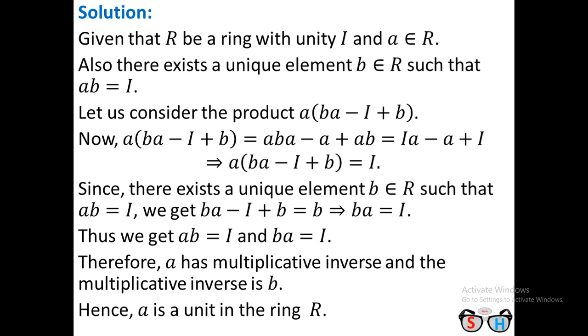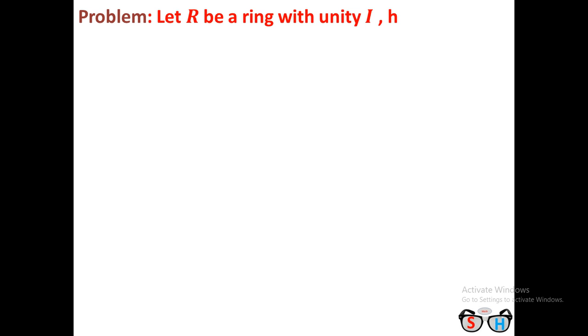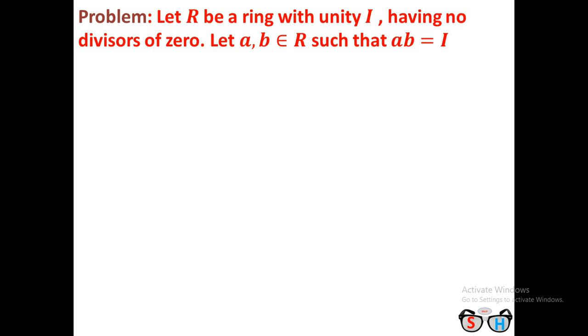However, I will go to the next problem. Here also AB equal to I is given, but there is another condition: R is a ring with unity having no divisor of 0. Let A, B belong to R such that AB equal to I. Then prove that BA equal to I. In the previous problem AB equal to I was also given, and there we proved BA equal to I. But the conditions are different. Here the condition is that the ring contains no divisor of 0.